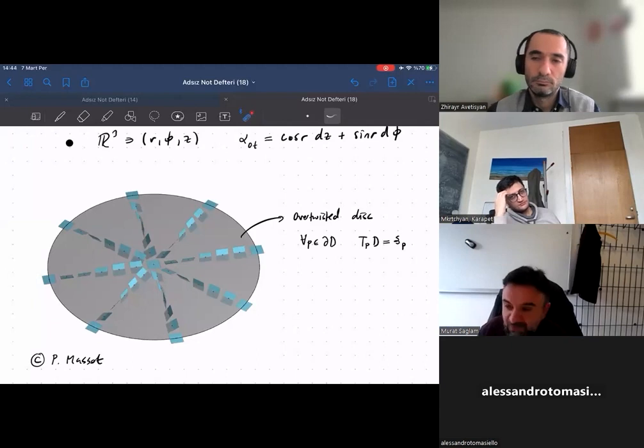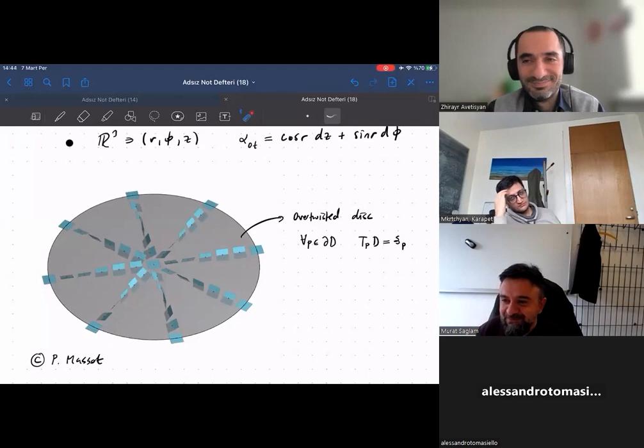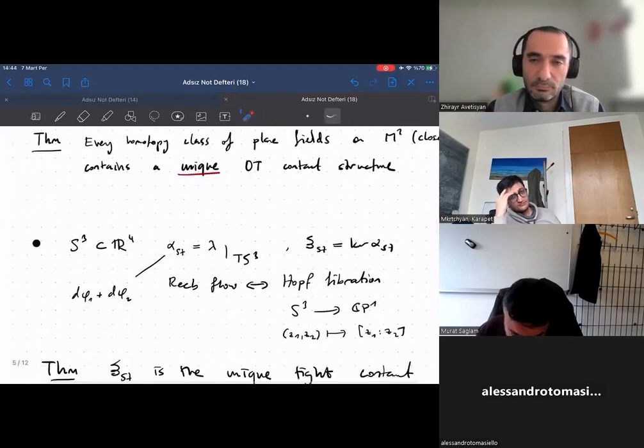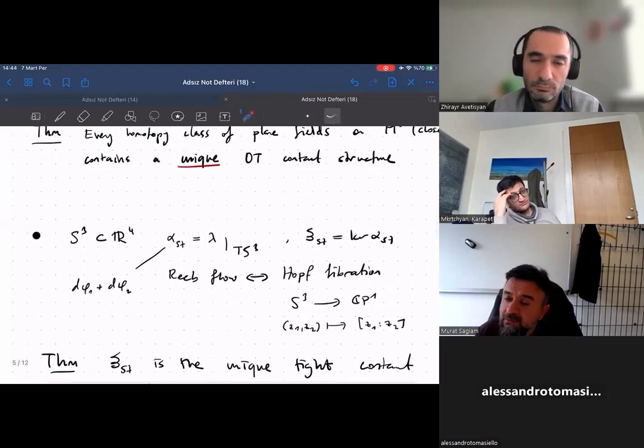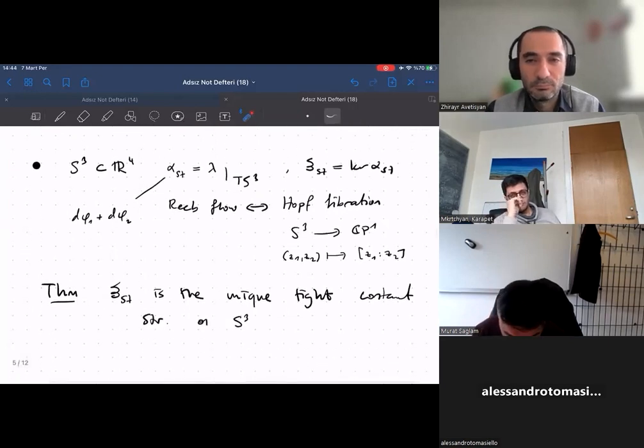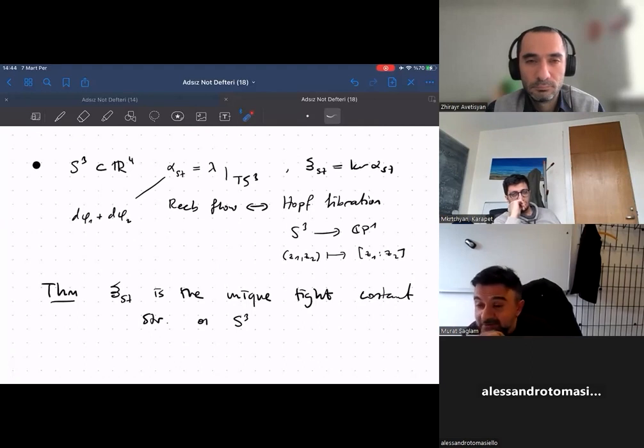I think I misinterpreted something you said at some point. Okay, so the next question. I missed this: on S3, you said that there's only one example, the Hopf fibration, which provides the only tight contact structure. What about the twisted ones?